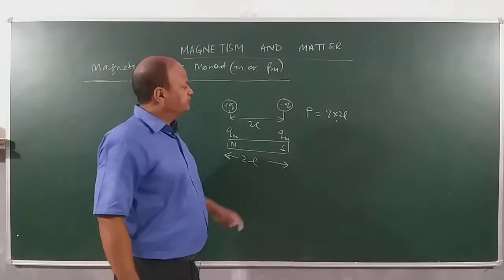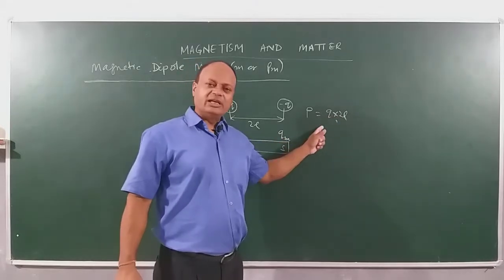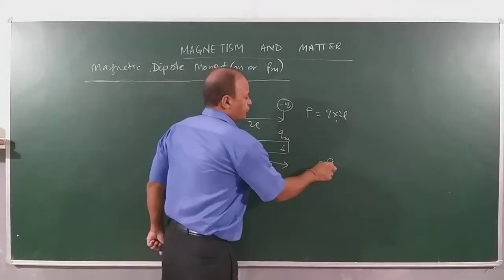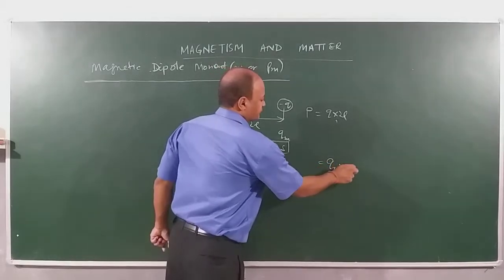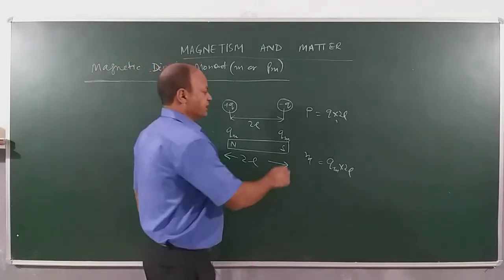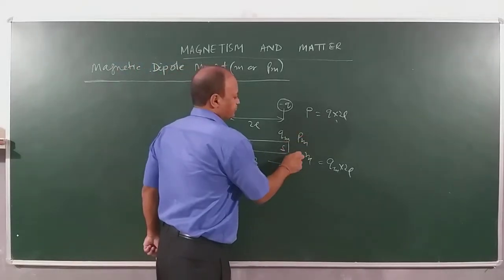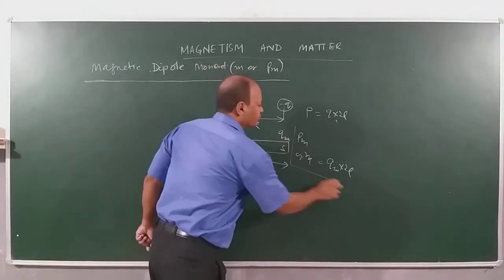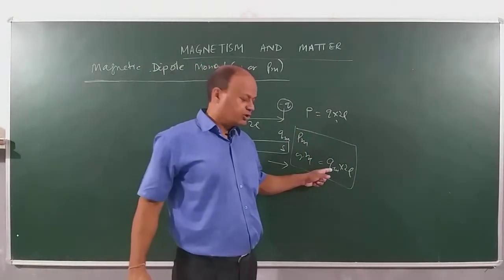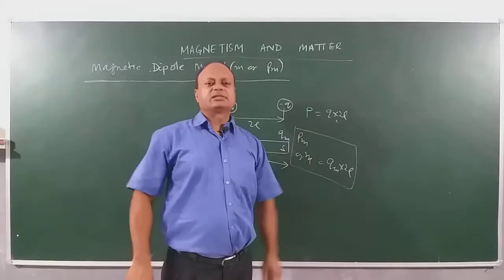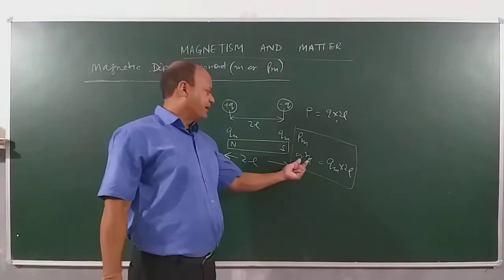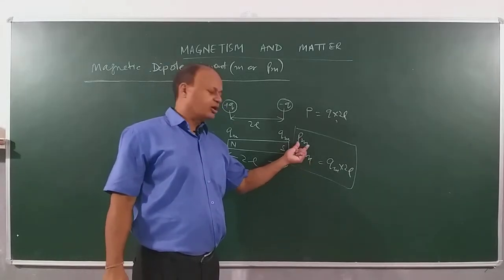Just like Q into 2L is equal to electric dipole moment, in the same way Qm into 2L will be magnetic dipole moment M. It is also written as Pm. Clear? You have to know this: the product of pole strength Qm and length of the magnet is known as magnetic dipole moment M or Pm.